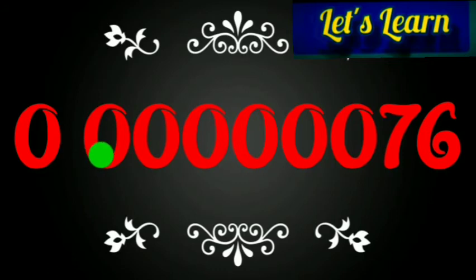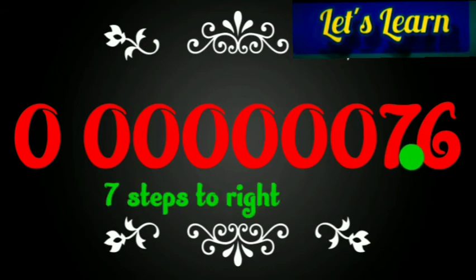So previously the point was after the first 0. Now it is moving towards the space between 7 and 6 because our target number is 7.6. So what we have to do, we have to put the point in between 7 and 6 so that it can become 7.6. All the zeros before 7 will be valueless. But how many steps did it move?